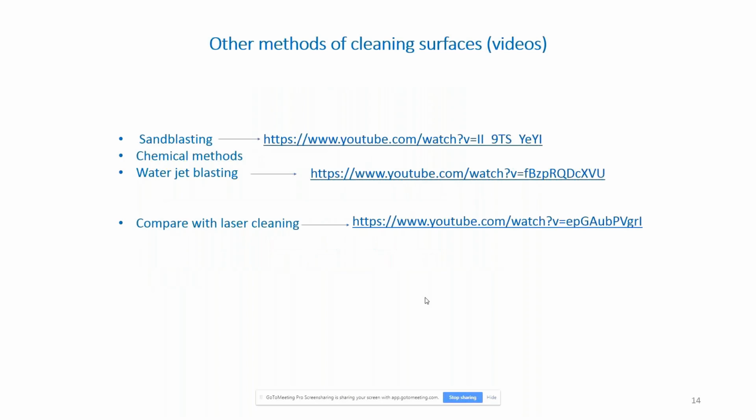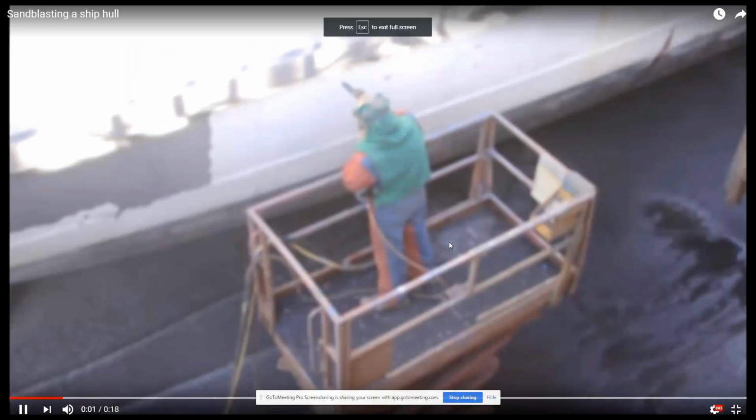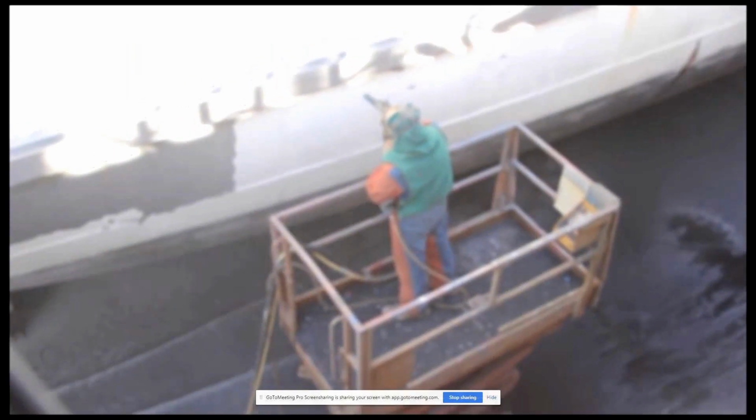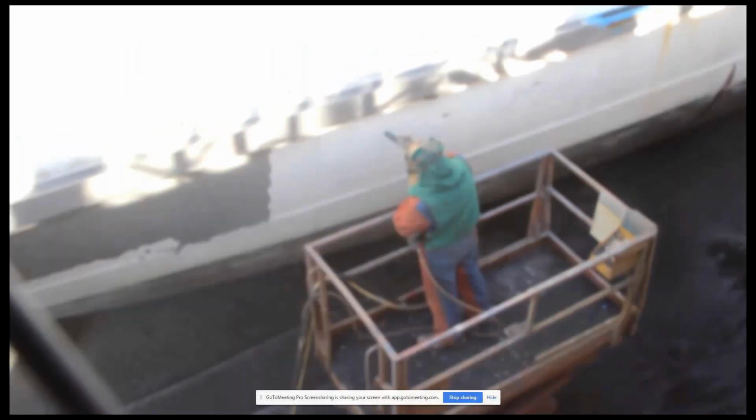So let's look at some videos about other methods and compare them. First of all, we look at sandblasting, then we look at water jet blasting, and then we compare with laser cleaning. So we look at the sandblasting method. Here you see this operator is removing the paint from a ship using sandblasting, and all this contamination is going into the environment. It's pretty noisy, you can hear that.